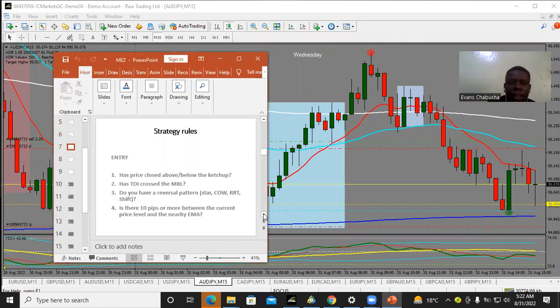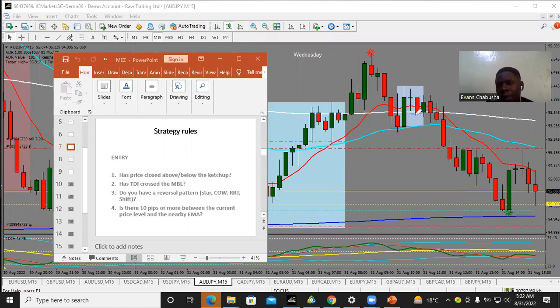So what are the entry criteria? Looking at the entry criteria that we looked at last time, you are going to start again. Has price closed above or below the catch up? In this example, we are looking for price to close below the catch up because we want to sell. So price closed below the catch up. The catch up is the 13 EMA, the 13 EMA here. Price closed below the catch up.